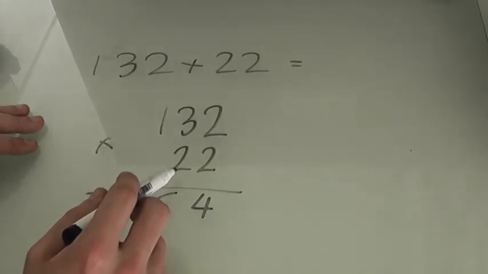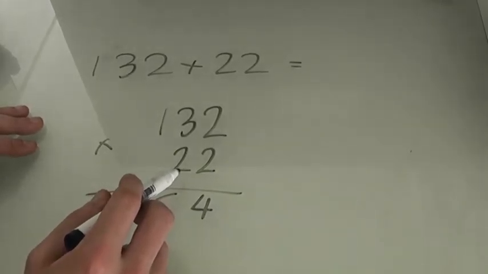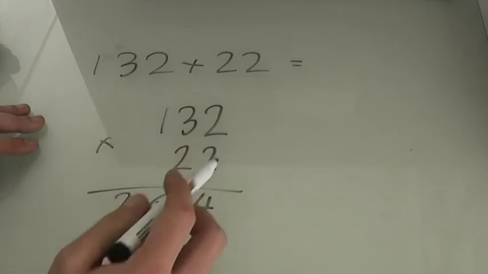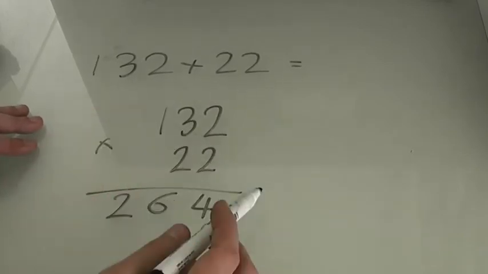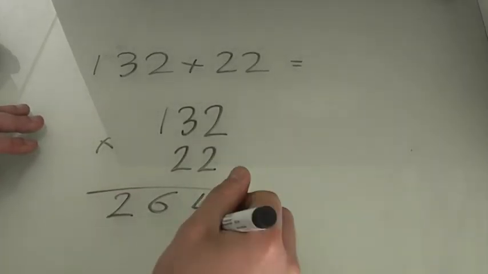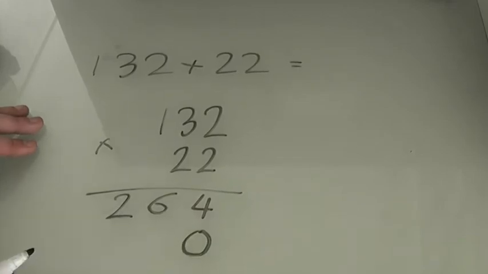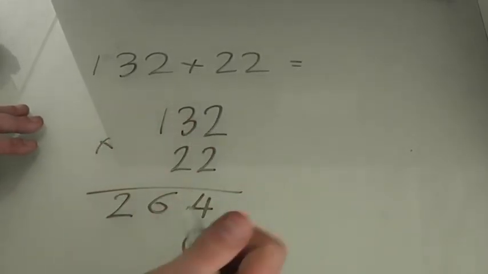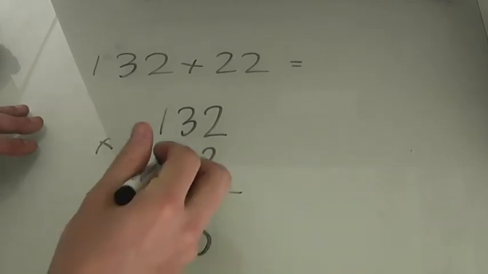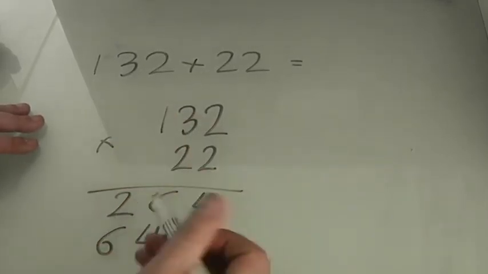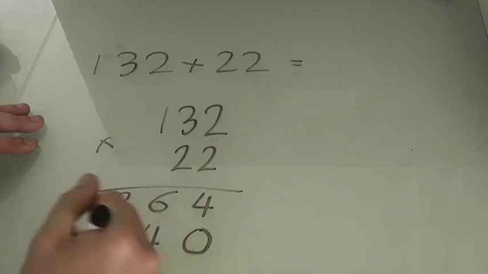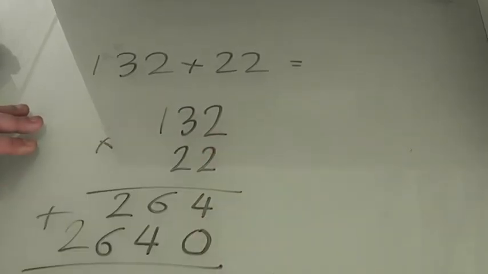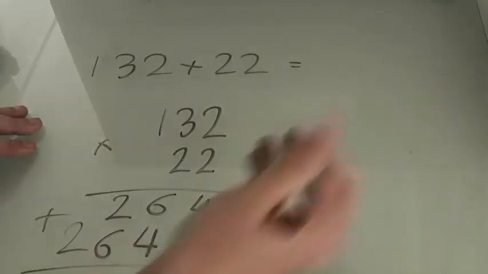So 20 is 10 times 2, isn't it? So why don't we times it by 10 first, then times it by 2? So first of all, we could times it by 10 by just putting a 0 there. Now all we need to do is times these numbers by 2. So 2 times 2 is 4, 2 times 3, which is 6, 2 times 1, which is 2, and then add those two together. You can see how much quicker that was.